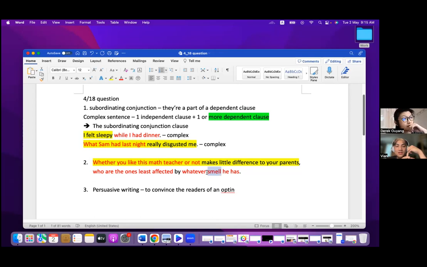但是味道跟喜不喜欢老师有什么关系？ Yeah, maybe you don't like the teacher because he smells bad. Oh, okay. Yes, that's what this means. Maybe you don't like the math teacher because he smells bad, but that doesn't matter to your parents because they're not affected by whatever smell he has. Okay. Understand? Yes. It's not a hard sentence to understand. Okay. What's your next question?